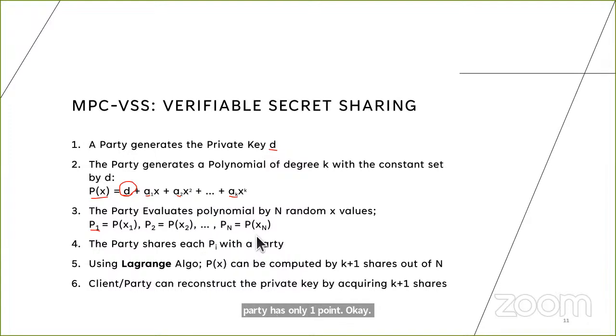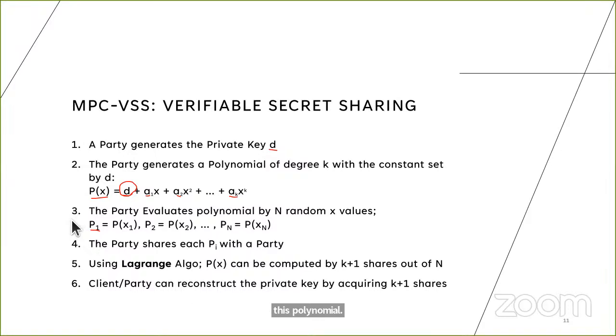And so none of the parties at the moment, except the dealer party, can compute the private key, and none is able to sign a message by the private key because each only has a share, only a point from this polynomial.